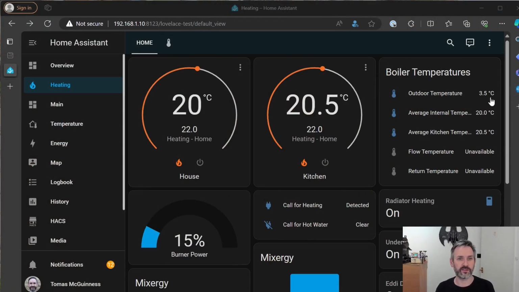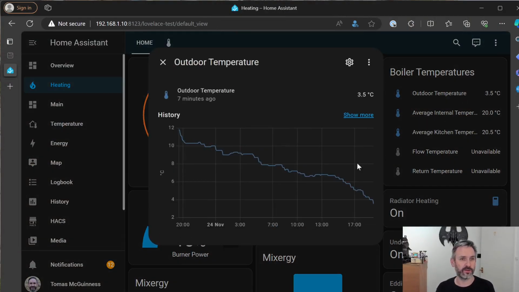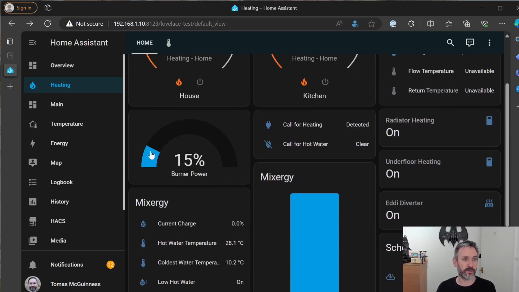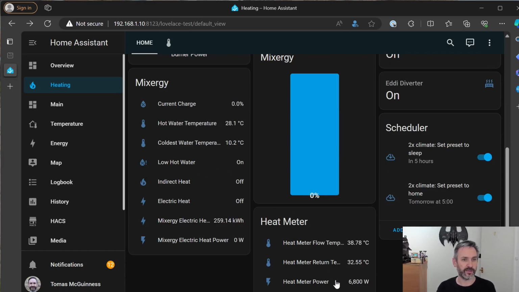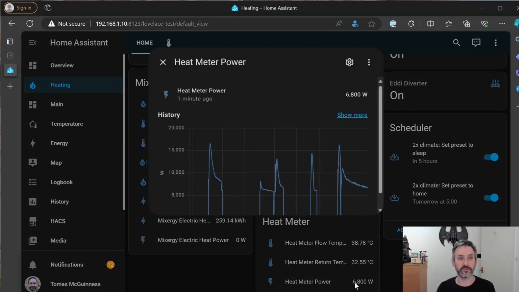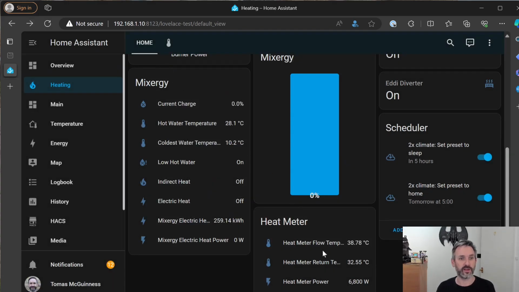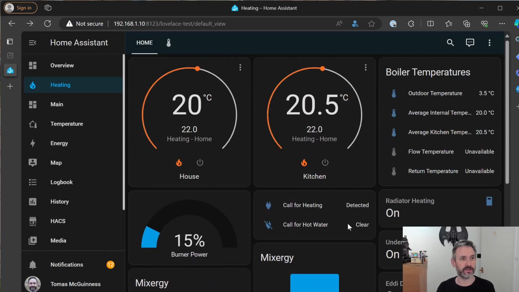So we can see the outside temperature has continued to fall. We're now down at a brisk 3.5 degrees. The house has climbed up to 20.5, you can see here. The boiler is operating at its minimum. It can't go any lower than 15% power. And the heat meter is reporting 6.8 kilowatts. So that you can see has been steadily falling. So I don't think we've reached equilibrium just yet.